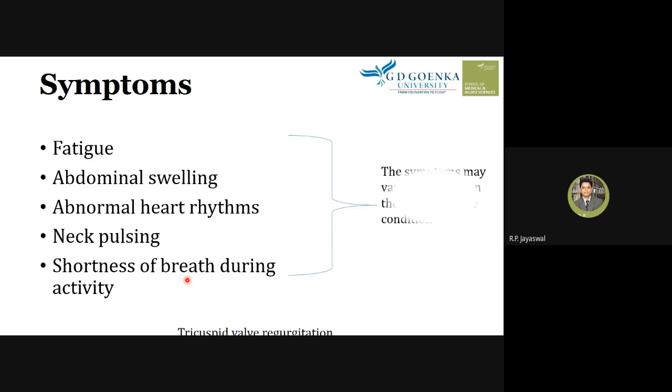And the symptoms may vary depending upon the severity of the condition. So the symptoms which are mentioned here can vary depending upon the severity of the disease.